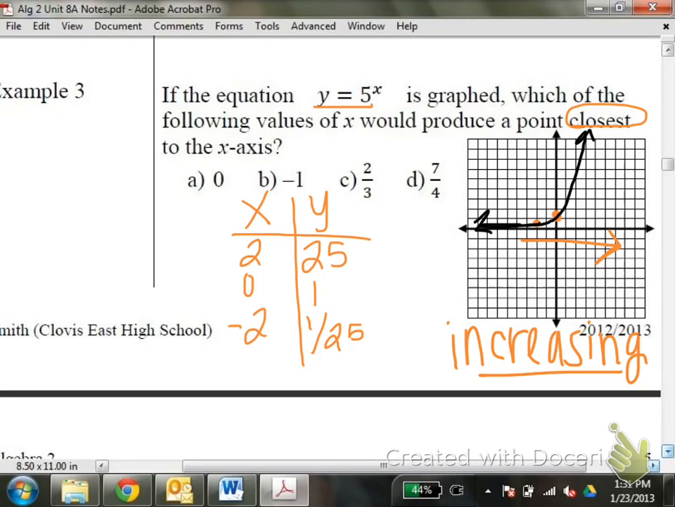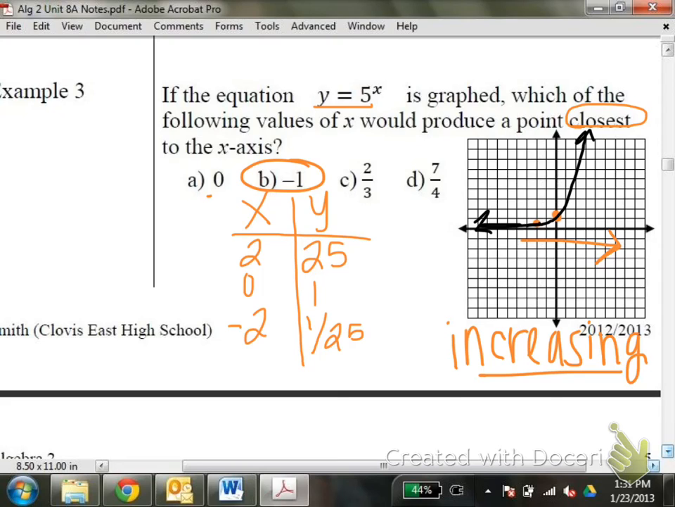So which of the following values would produce a point closest to the x-axis? If I'm trying to get closer to the x-axis, do I want x's to be big or small? Small. So of all of our answer choices, A, B, C, and D, which one is the smallest? -1. So in these types of problems, your answer will always either be the biggest number or the smallest number. Okay? But you're basically looking to see if it's increasing or decreasing first.